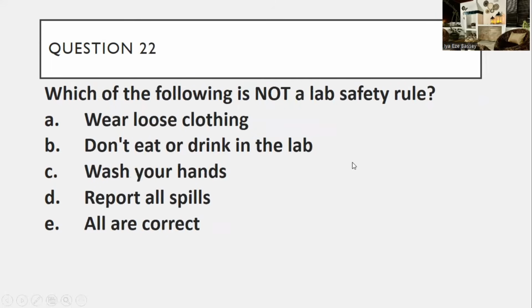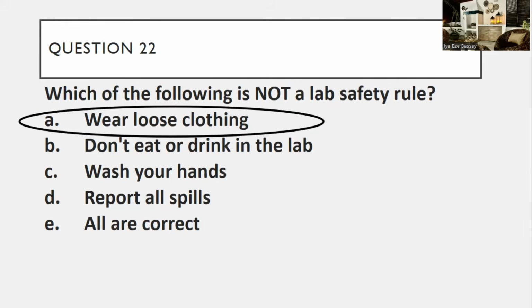Which of the following is not a lab safety rule? Wear loose clothing, don't drink or eat in the lab, wash your hands, report all spills. All are correct? No, all cannot be correct. You don't wear loose clothing in the lab. Your clothing can enter the Bunsen burner, or it can pick up spillage from the table, which could include blood spillage, feces, and all that. So you don't wear loose clothes. You wear tight-fitting clothes and other things.